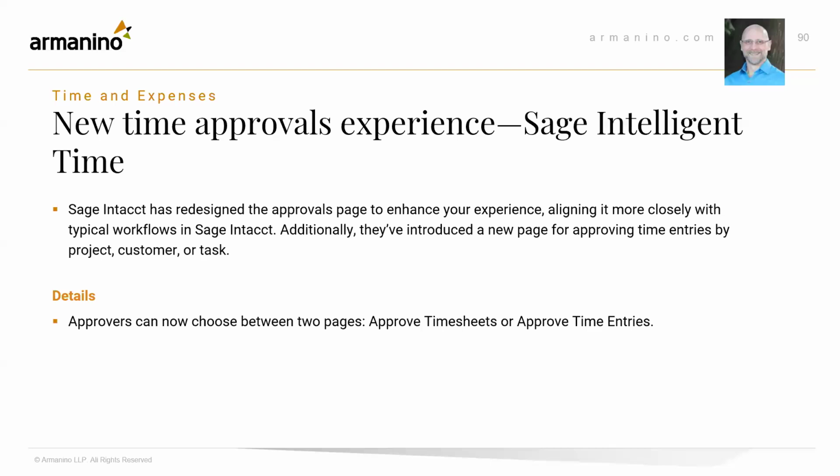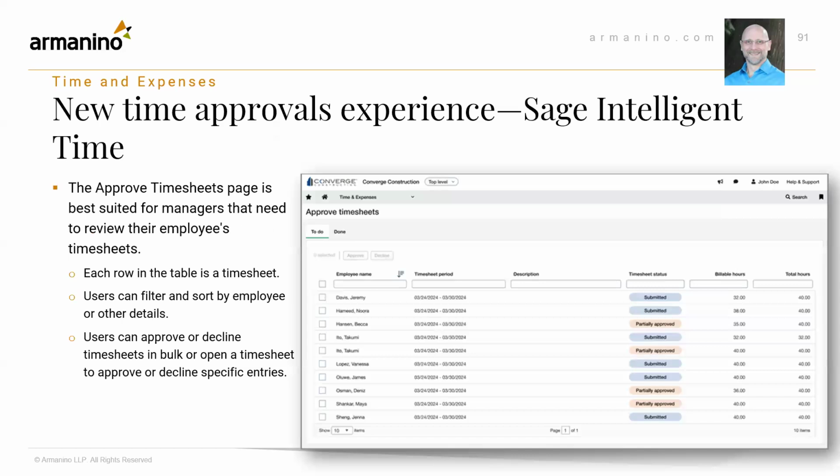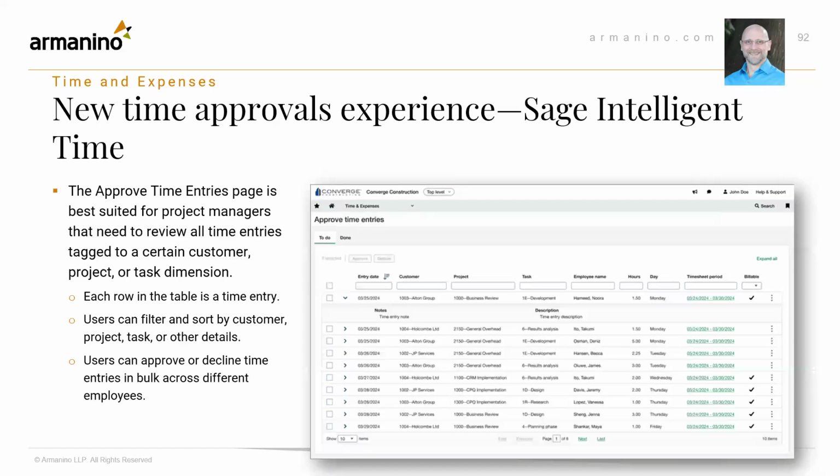New time approvals experience for Sage Intelligent Time. Sage Intacct has redesigned the approvals page to enhance your experience, aligning it more closely with typical workflows in Sage Intacct. Additionally, they've introduced a new page for approving time entries by project, customer, or task. So now you can choose between two pages, approved timesheets or approved time entries. And here's an example of what that looks like.